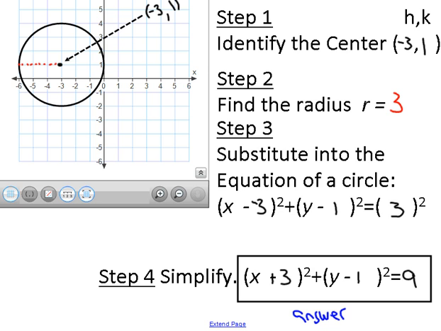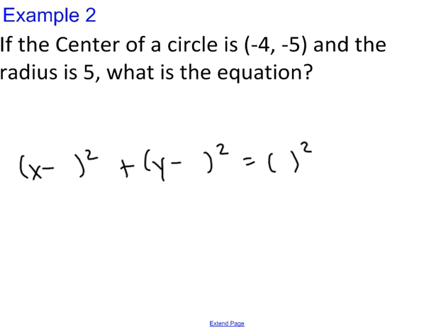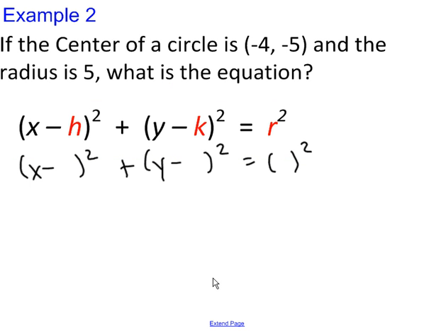Okay, let's try another example. If the center of a circle is (-4, -5), and the radius is 5, what is the equation? Okay, so the standard equation of a circle is this. So I have to substitute h, k, and r. So here's my h, here's my k, and here's my r.